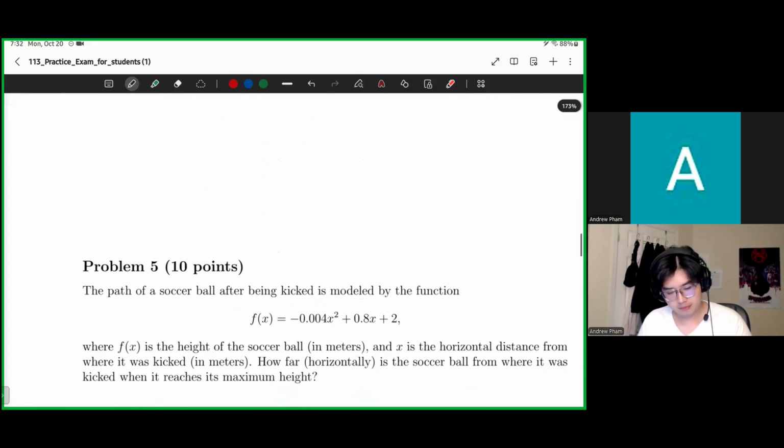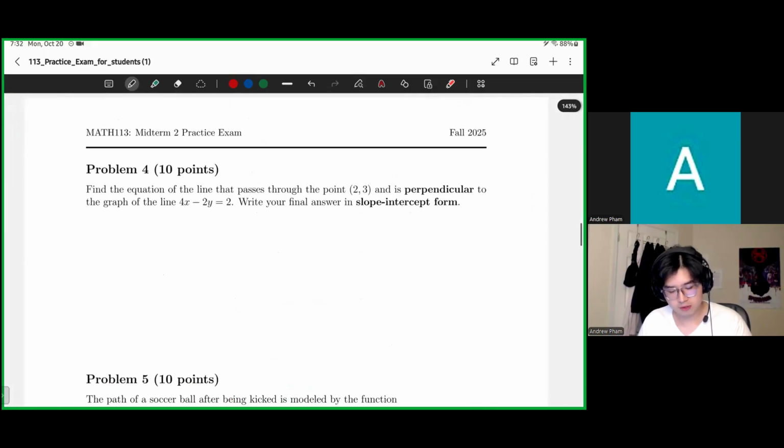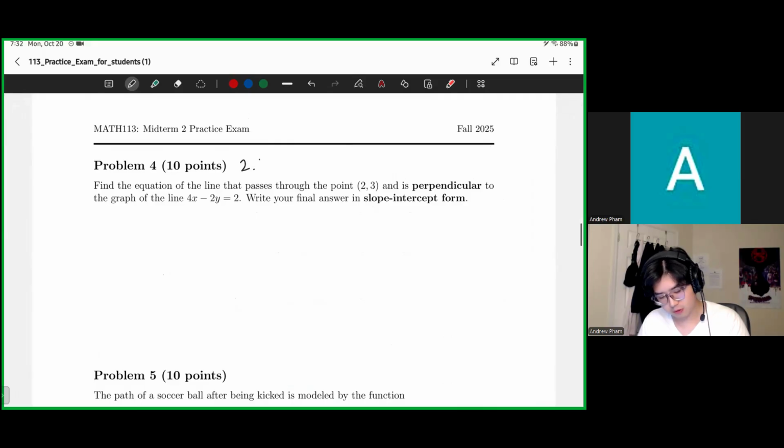4, I want to ask an equation of a line. So this is 2.4 and 2.5. Those are my two sections. So 2.4 and 2.5, find the equation of a line that passes through the point 2, 3, and that is perpendicular to the graph of the line 4x minus 2y is equal to 2.